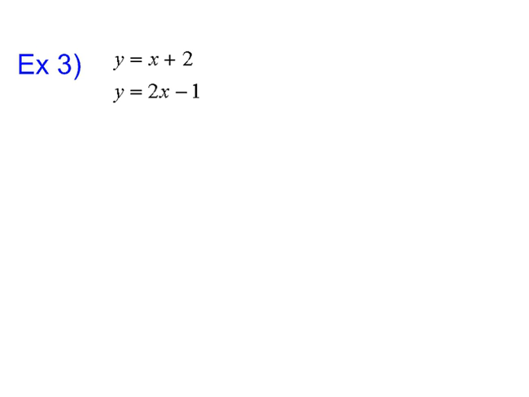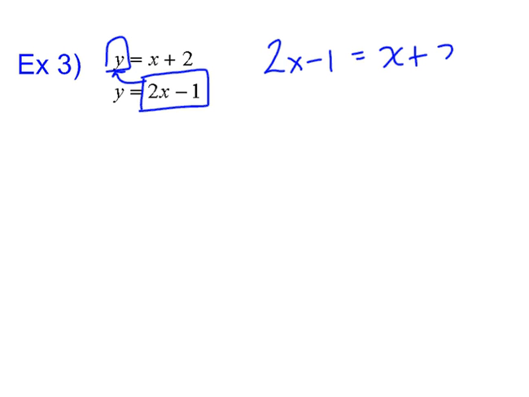Here I have two equations, y equals x plus 2 and y equals 2x minus 1. Now because they're both y equals, basically what we're saying is that we're going to set them equal to each other. So let's rewrite that. 2x minus 1 equals x plus 2.